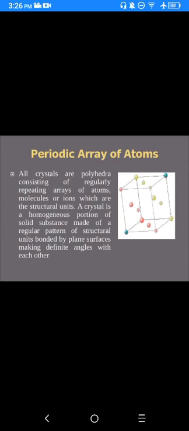Second is the periodic array of atoms. All crystals are polyhedra consisting of regularly repeating arrays of atoms, molecules or ions, which are the structural units. A crystal is a homogeneous portion of solid substance made of a regular pattern of structural units bonded by plane surfaces, making definite angles with one another.